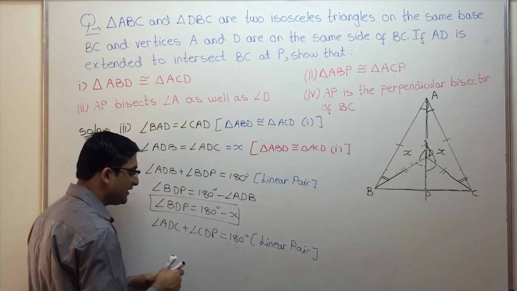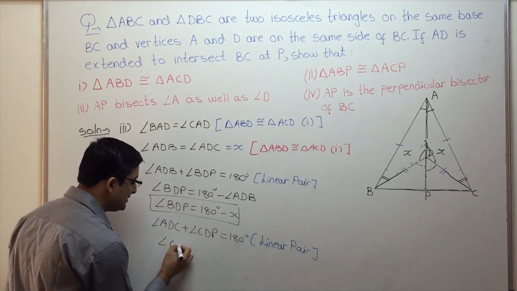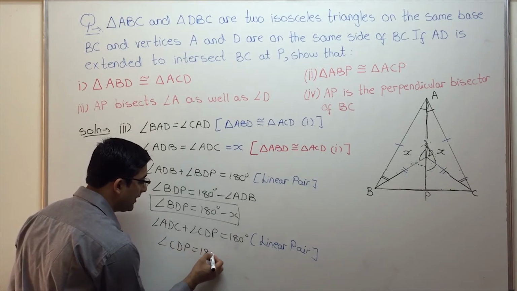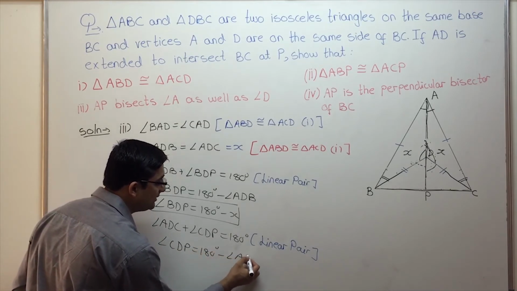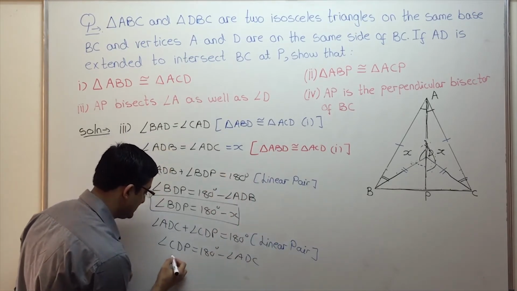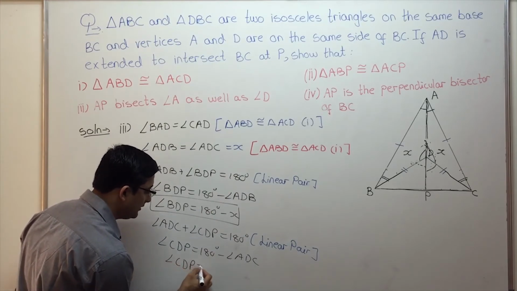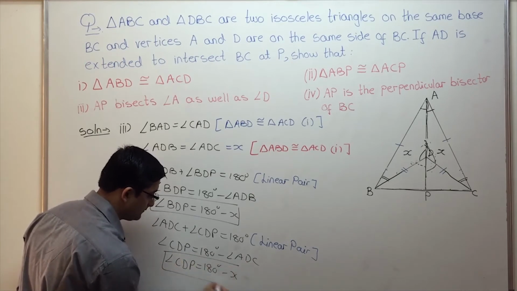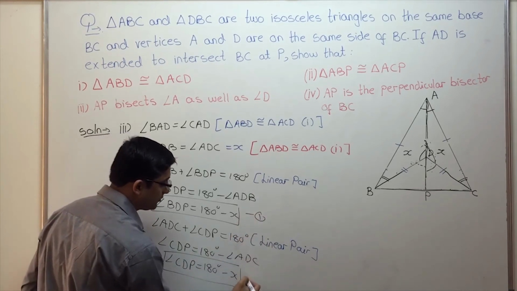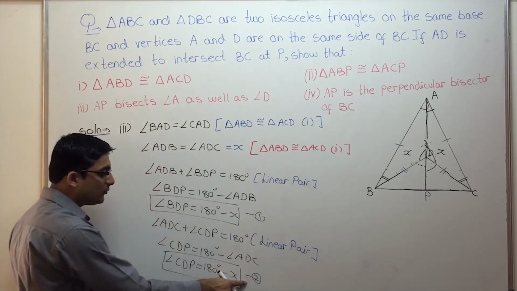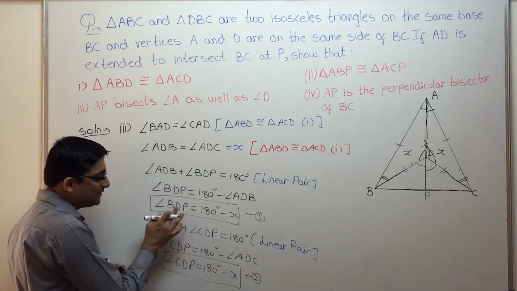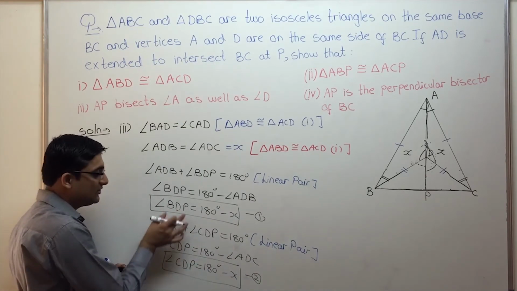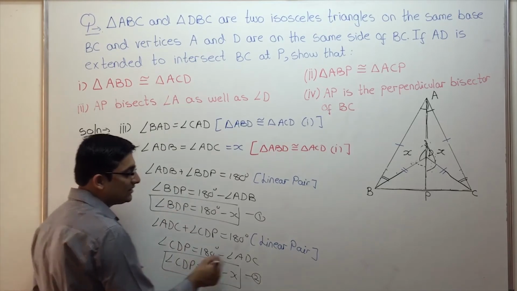So now let's get the value of angle CDP from here. Angle CDP is equal to 180 degrees minus angle ADC. What is angle ADC? X. So angle CDP is equal to 180 degrees minus x. Let's call this 1, call this 2. So what do we observe from 1 and 2? The right hand side is the same. That means the left hand side has to be the same. So basically angle BDP is equal to angle CDP.